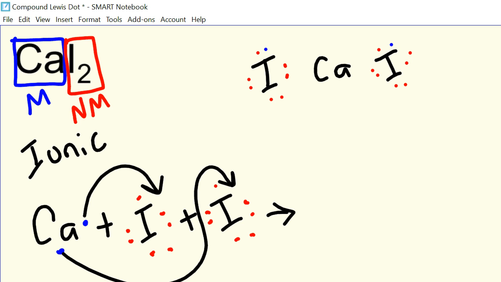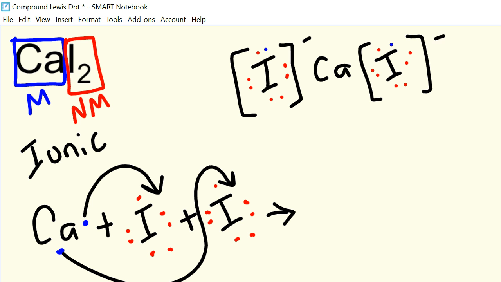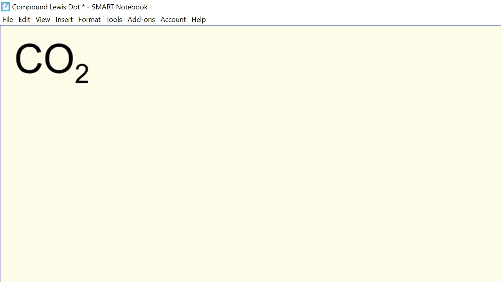Again, you have to denote the fact that iodine has extra electrons by putting a bracket around it. And iodine has 1 extra electron, so it's a negative. But this time, if you're looking at calcium, calcium lost 2 electrons. So now it's a positive charge, but it is a 2 plus because it lost 2. Moving on to our next one.